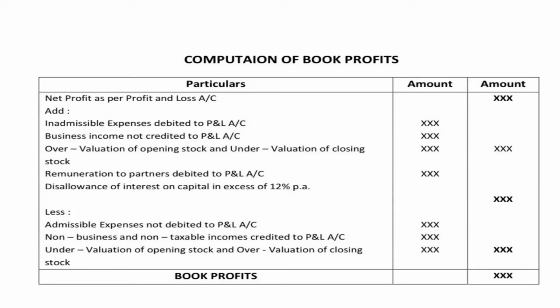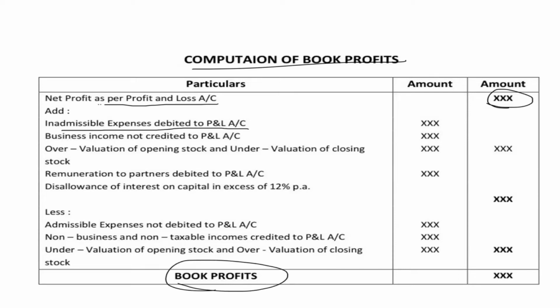Let's look into the proforma to understand how to calculate book profit and eligible remuneration. Now, how to compute book profit? First of all, we'll consider net profit as per profit and loss account. For this value, we will add inadmissible expenses debited to profit and loss account. That means those items which are not deductible and which have already been taken on the debit side of the profit and loss account will be added back to get proper book profit.